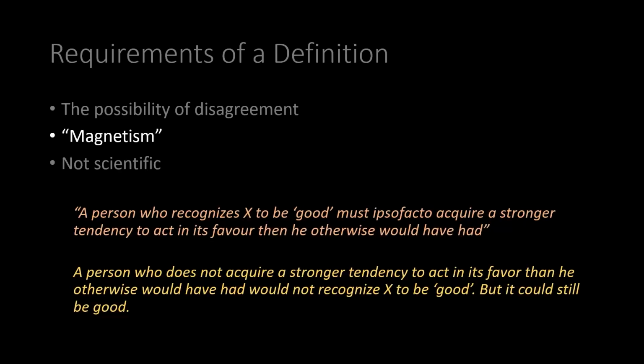So, correcting Stevenson's original claim goes as follows. A person who does not acquire a stronger tendency to act in its favor than he otherwise would have had may not recognize it as being good, but it could still be good.